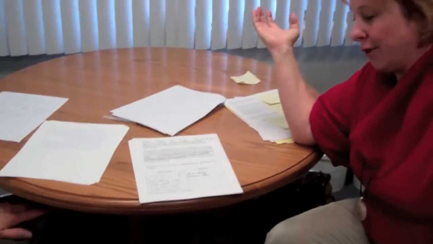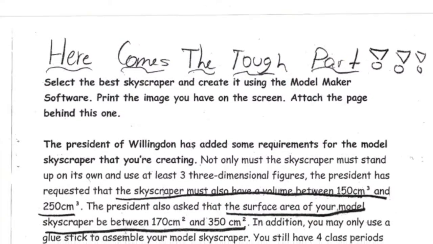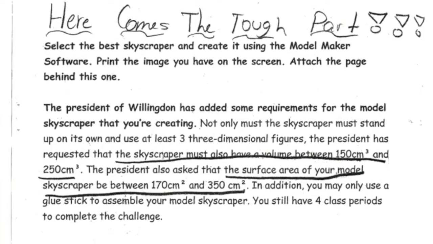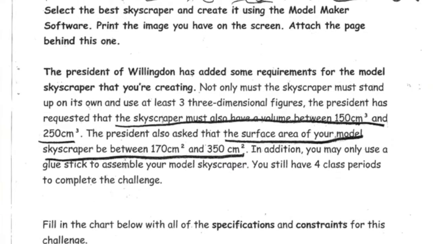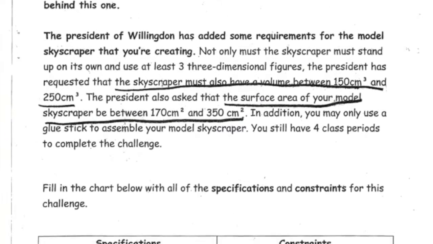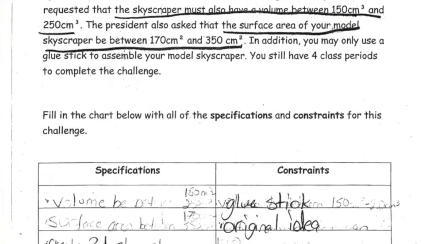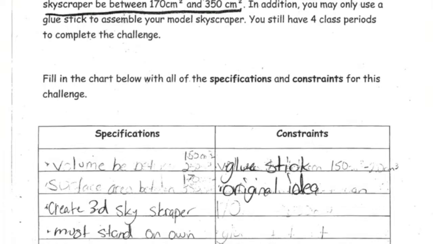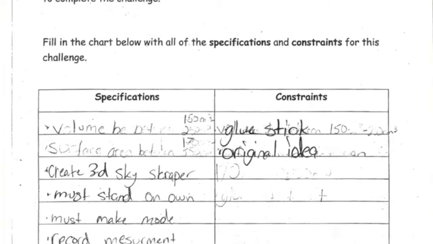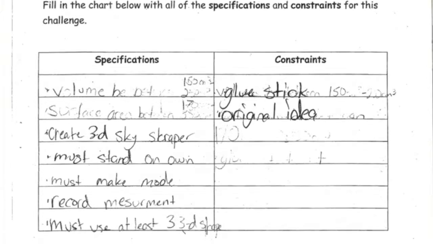So we do up the ante, as you said before, and now we say that the skyscraper must have a certain volume between a range of 150 cubic centimeters and 250. And not only that, but guess what? You also have to be concerned about the surface area as well. And the surface area is between a certain range as well. So now what do I do? I have this chart of specifications and constraints that we did at the very beginning, and now I have to add to it.